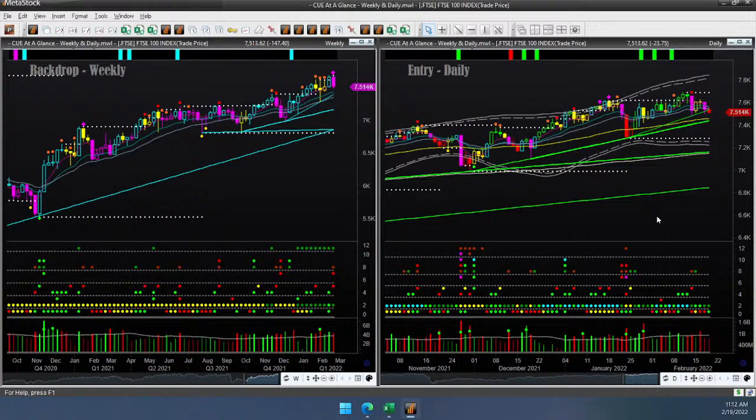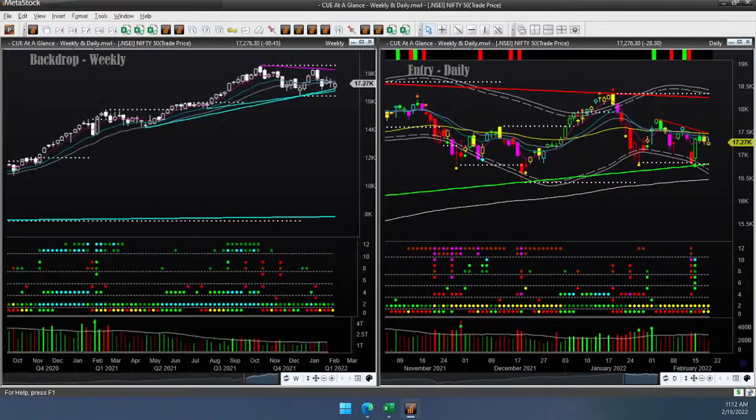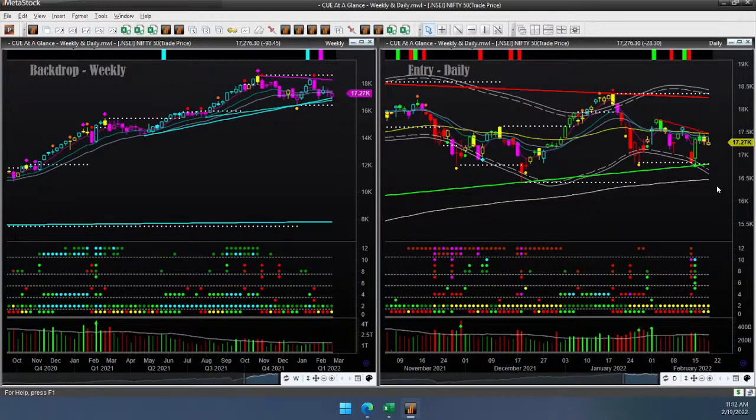And lastly, India's Nifty 50. It was moving sideways, and that is continuing. Price is bound by trendline resistance and support in both weekly and daily. If you remember, in the last market recap, I mentioned that if price came to the daily trendline support, at which point it would also come to the weekly trendline support, we could look to buy.